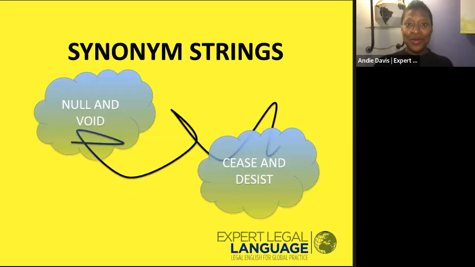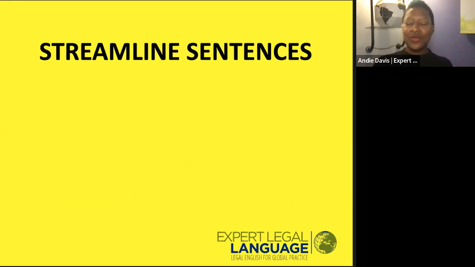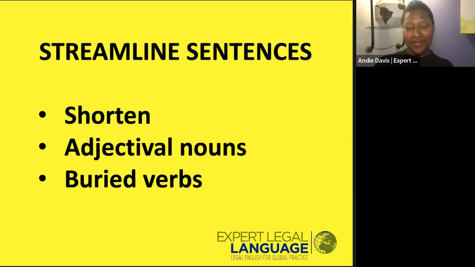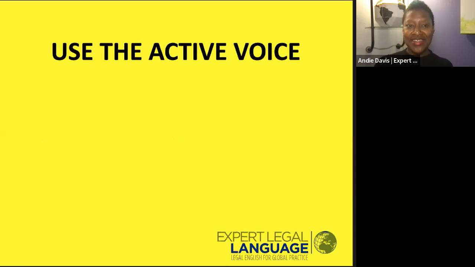Finding the courage to abandon your synonym strings and just using the right word instead of 5 words that mean the same thing. Once you've eliminated jargon, think about ways you can streamline your sentences using the ways we've talked about. 1, shortening them just by ruthless editing and also rereading for clarity. Using adjectival nouns to get rid of small connectors like of and the wherever possible. And unburying those verbs that want to be verbs and not nouns. And finally, last but by no means least, using the active voice.